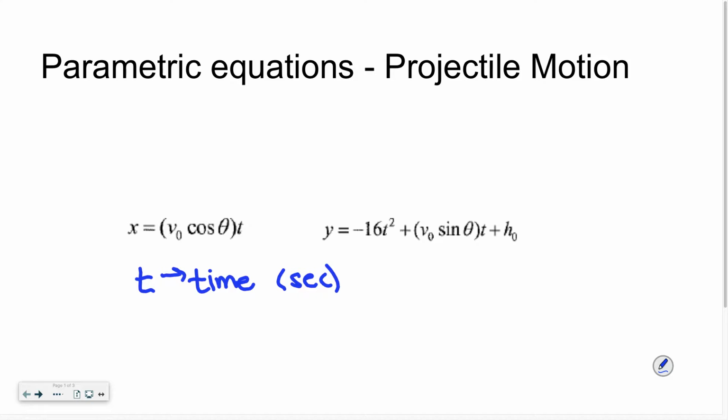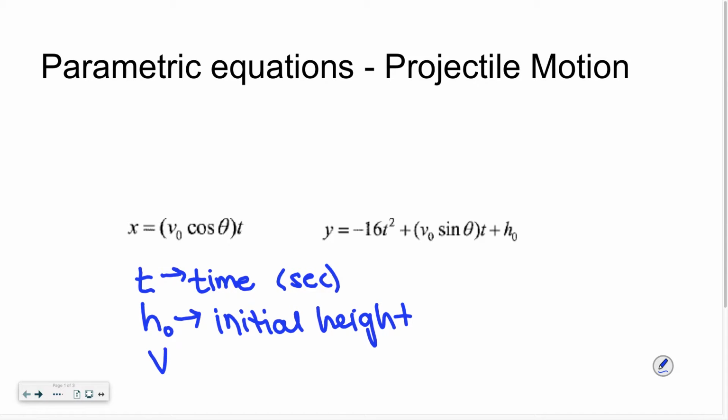Okay, specifically that -16. That H sub 0. H usually stands for height. So H sub 0 is the initial height. What about V sub 0? Initial something, right, because of that sub 0. So V is going to be, very good, velocity.